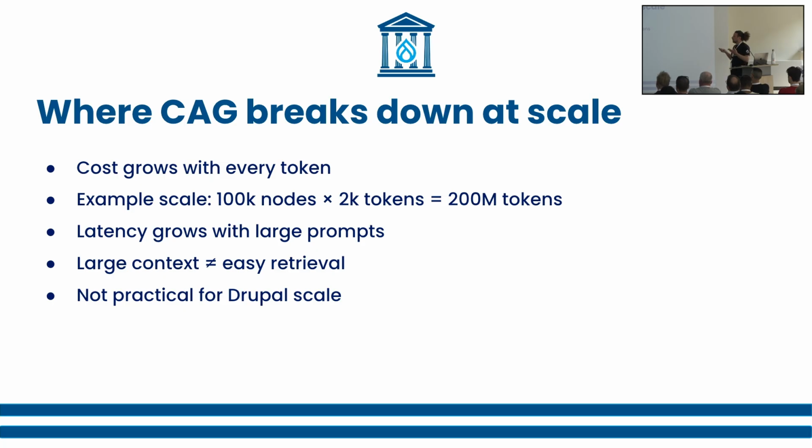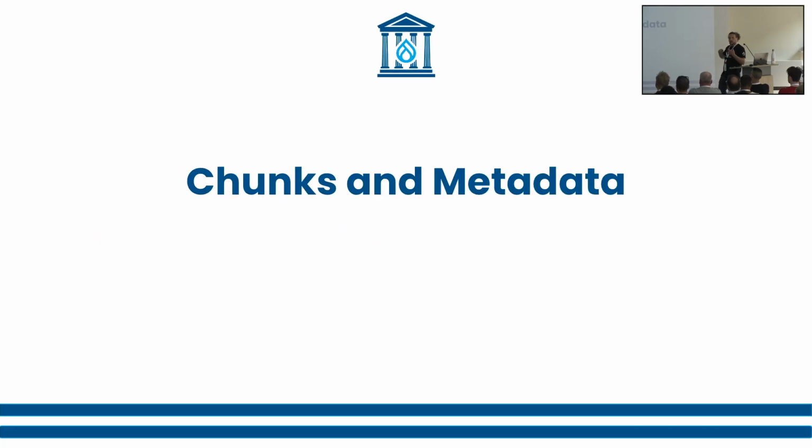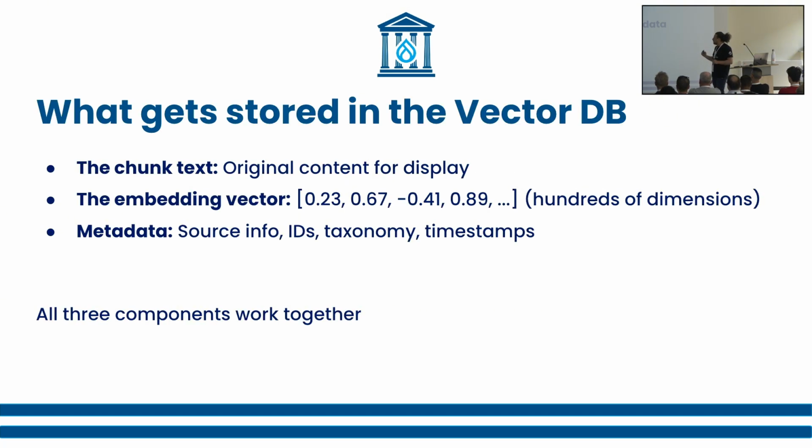We can solve this problem by using RAG, and when we store the data in our vector database, we chunk them. So we divide it into small pieces. And then we can also add the metadata. But let's start with the chunks. So what actually gets stored in the vector database? We have the text, so the original content that we want to store, the embedding vectors, so the coordinates, the numbers, and then the metadata. So we can add ID, node ID, taxonomy, timestamps, and many other parts. And all these three components work together when we do a search.